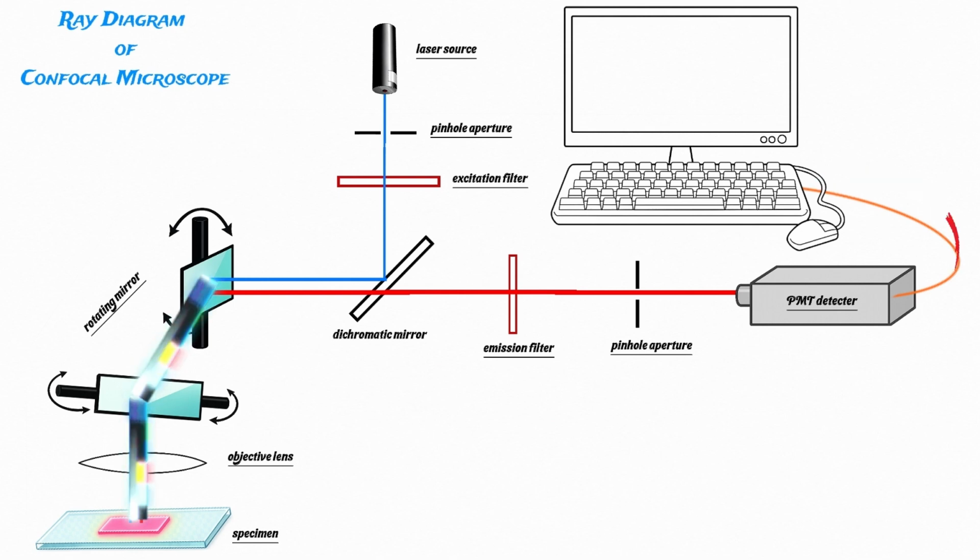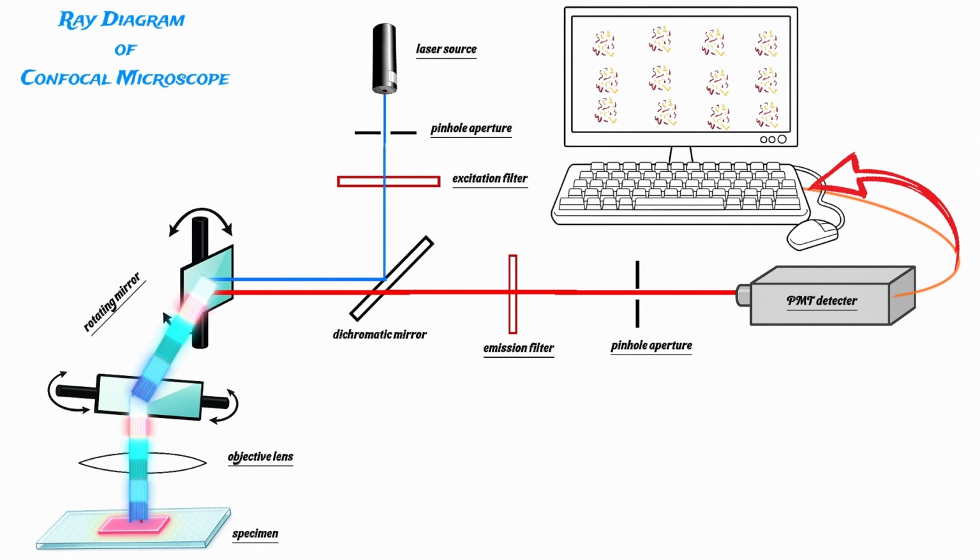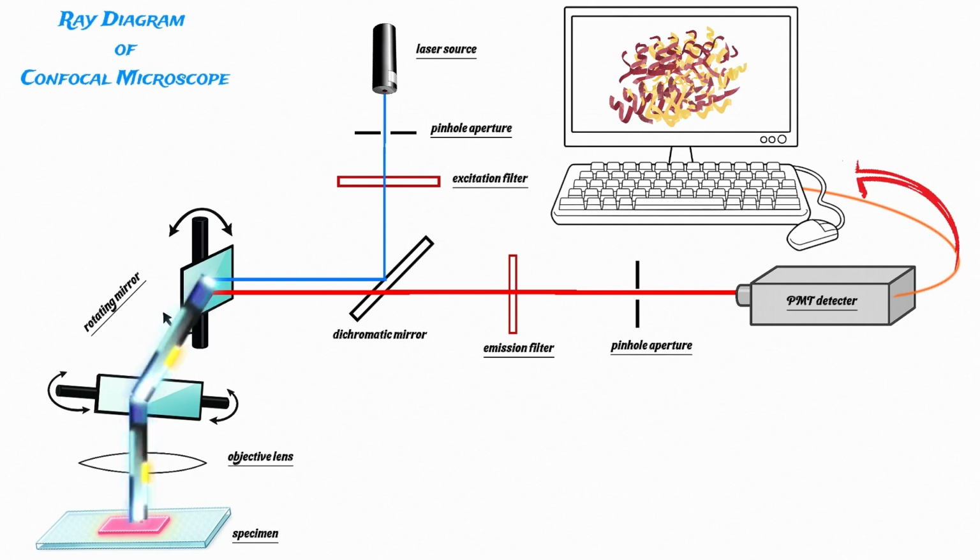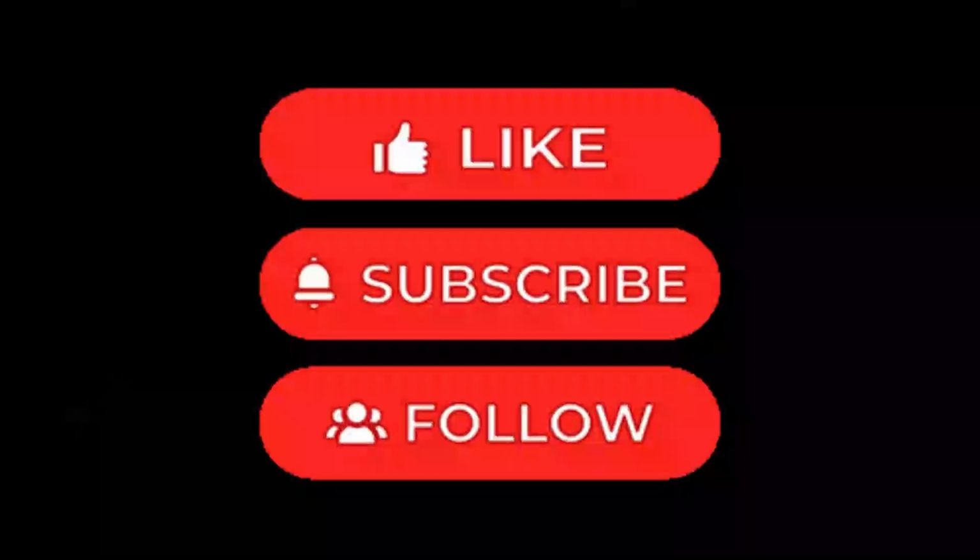Since the laser scans only one tiny point at a time, the microscope does not capture the whole image in a single exposure like a fluorescence microscope. Instead, the computer records the fluorescence intensity from every scanned point. As the scanning mirrors move the laser across the entire specimen, millions of these individual signals are collected and digitally combined by the computer to reconstruct one complete, high-resolution image.